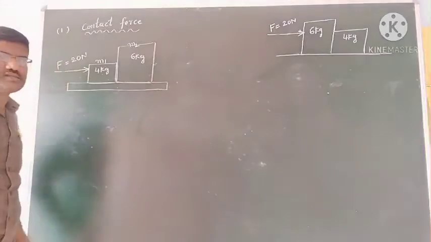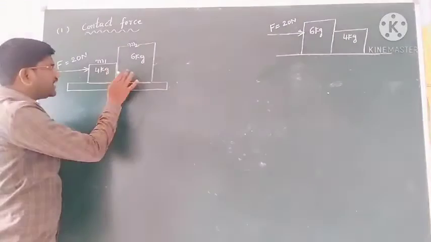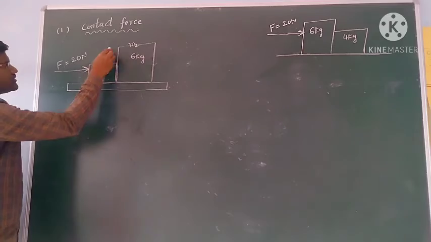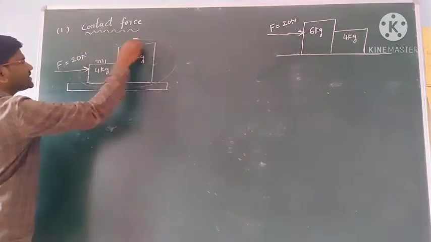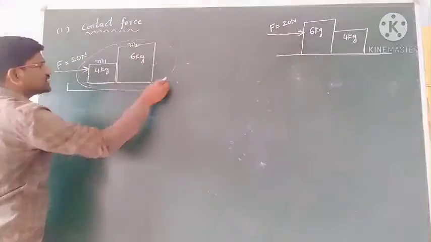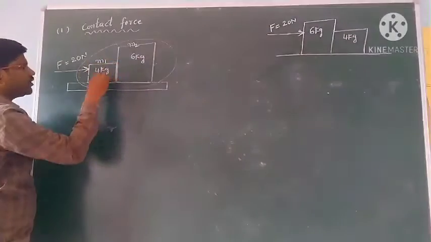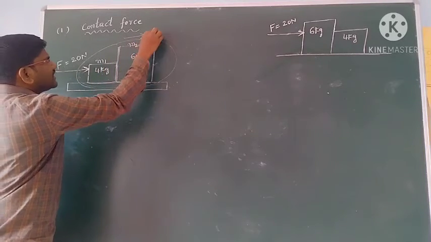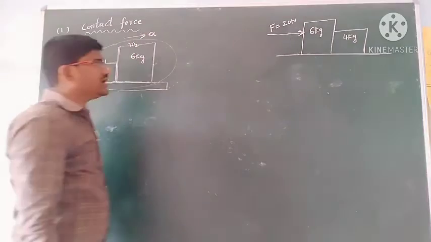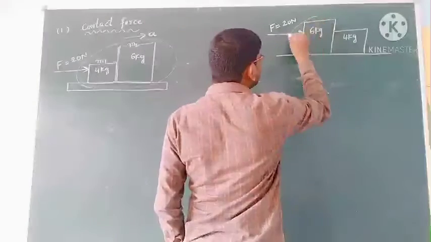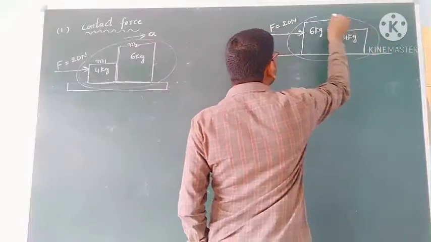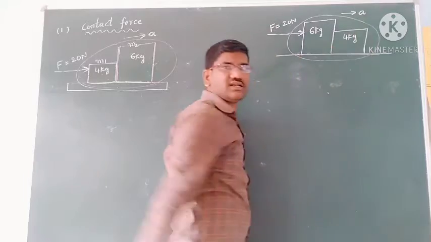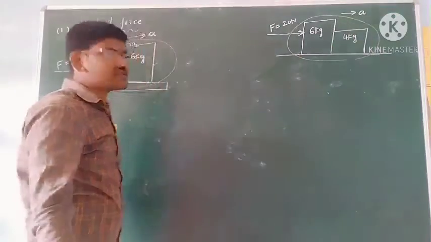See students, we have two blocks, 4 and 6, and I am assuming that because of this applied force, this entire system, meaning the two blocks, the first block and the second block, is moving right side with an acceleration A. And here also, because of this 20 newtons force, I am considering that these two blocks are moving right side with an acceleration A. Okay, students.